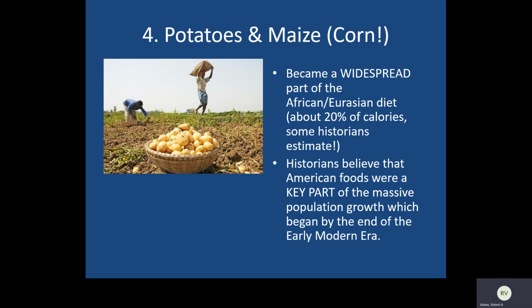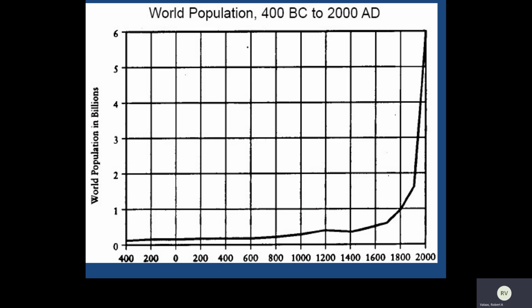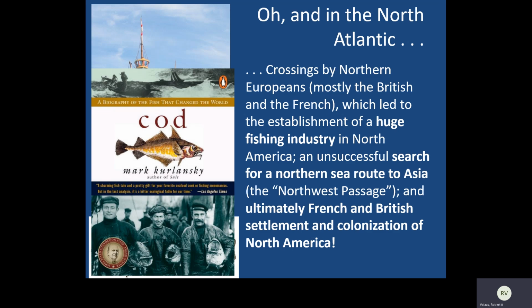And historians believe that this introduction of American foods to the rest of the world was a key part of the massive population growth, which begins by the year 1750 or so, by the end of the early modern era. And there you can see it on the chart that human population growth kind of shifts from being arithmetic to geometric because of the introduction of Columbian Exchange American crops to the rest of the world.